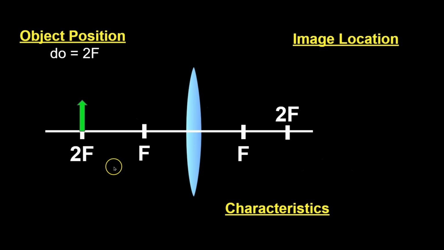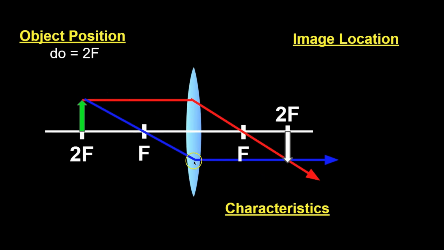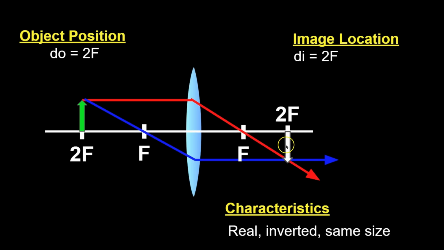Next, we're going to look at an example with a convex lens where the object is at twice the focal length. Here is ray 1, parallel to the optical axis, through the focal point, and then parallel to the optical axis, and you'll notice we get an image right here. You'll notice that the image is also located at twice the focal length, and the characteristic of this image is that it's real, it's inverted, once again it's upside down, and it's the same size as the object.